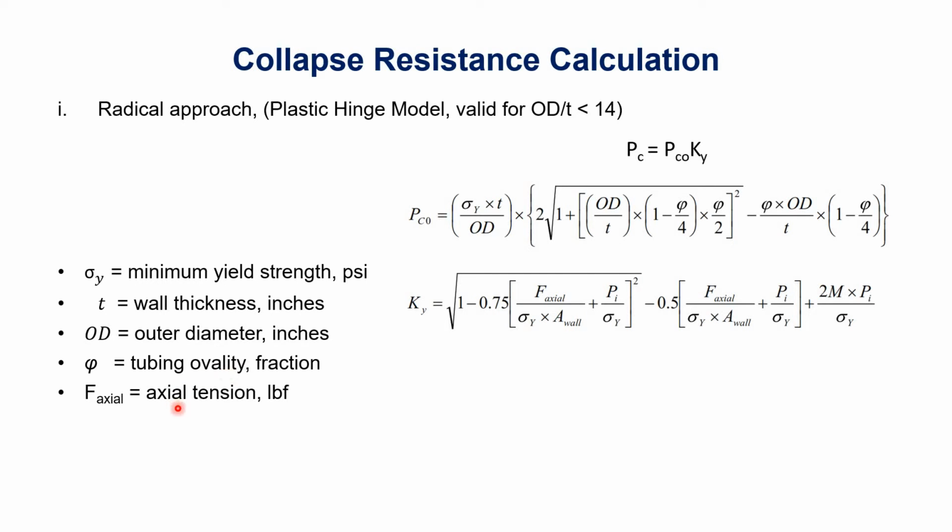F axial is axial tension in pound force, and A sub wall is cross sectional area in square inches, and m is basically a constant which we can calculate using this formula OD over T square over 4 into OD over T minus 1, and Pi is the internal pressure.